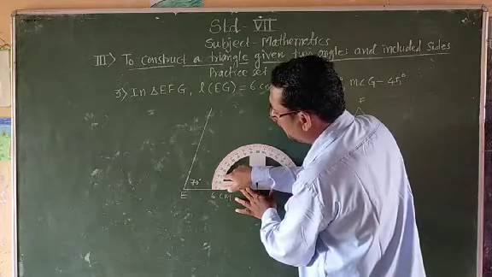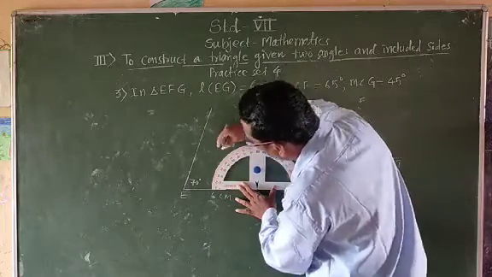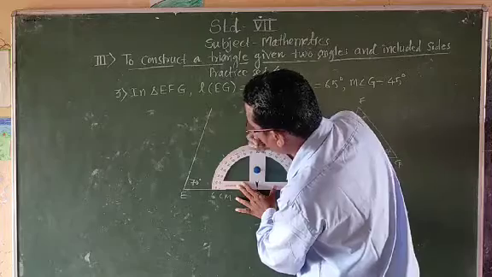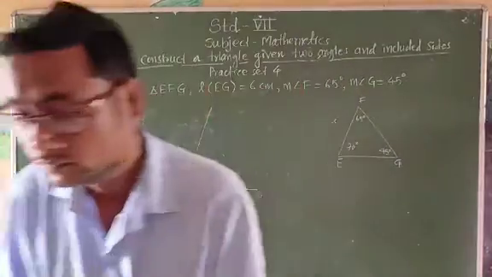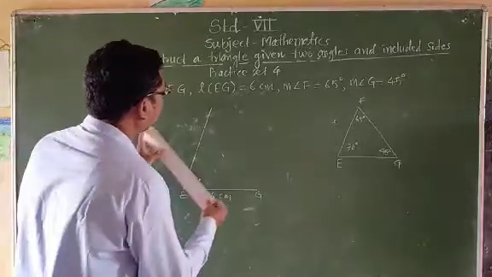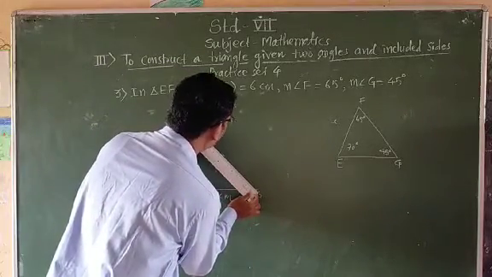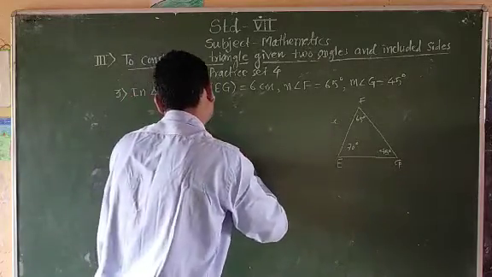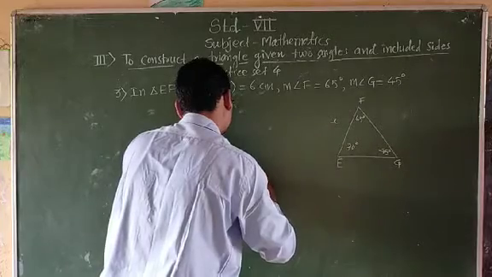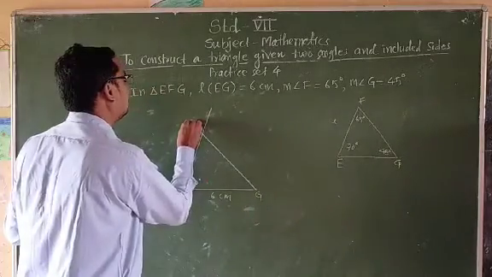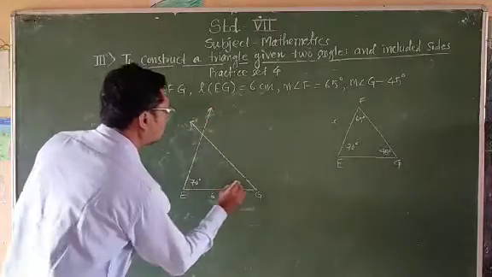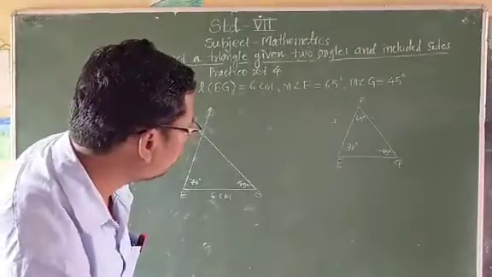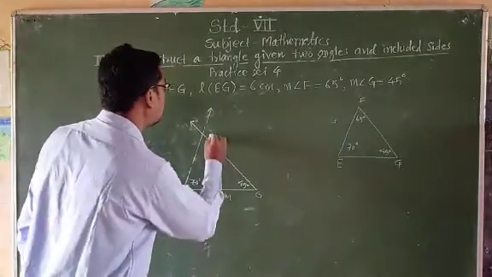0, 10, 20, 30, 40 and this is a 45. Okay. This is a 45. Now join it. Join it properly. Okay, this is a 45 degree. Now if you want to check your angle, this point is at.